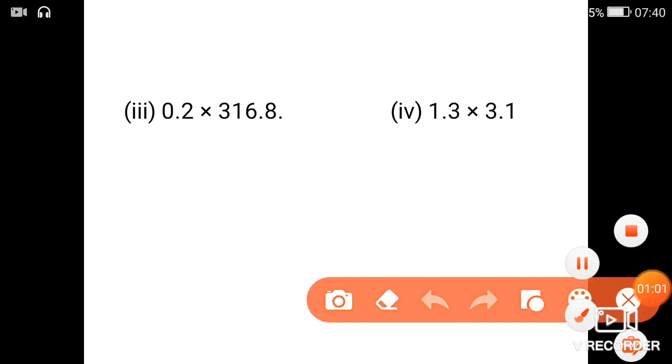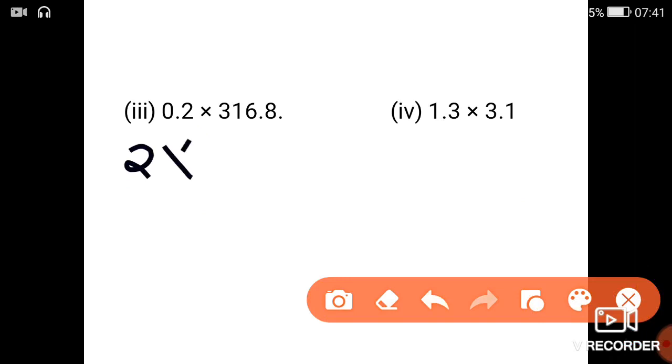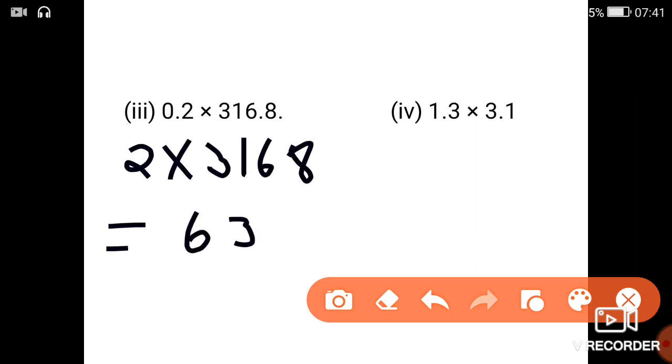Next, third problem we have 0.2 into 316.8. So we will represent as a whole number. 2 will multiply it with 3168. So it is 6336. Now there are 2 digits, that is 1 plus 1, after the decimal points in 0.2 and 316.8. So therefore we will place the decimal point after 2 digits, that is 63.36.